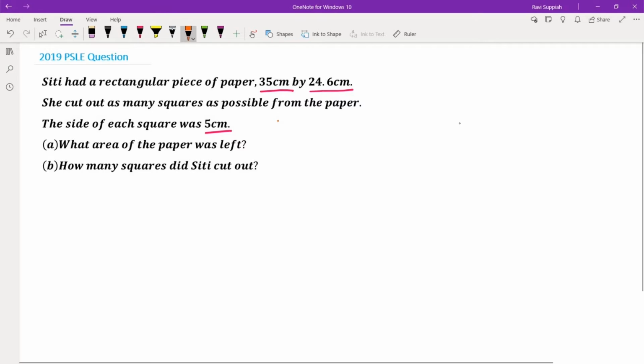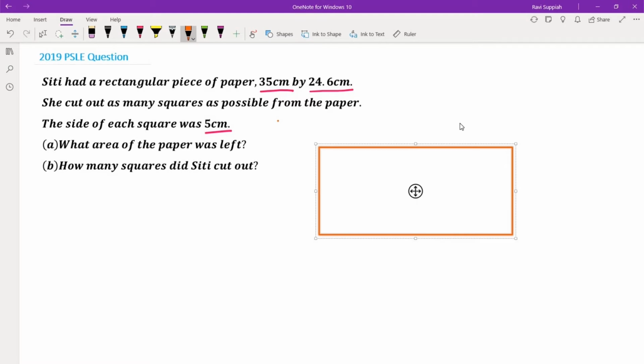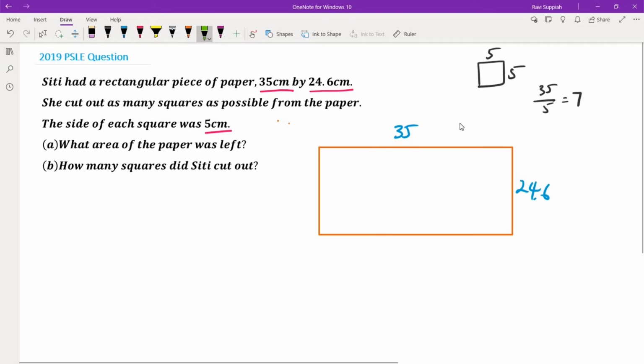So let's go ahead to draw this rectangular shape first. Okay, so this is the rectangular shape of the paper and the dimensions are given by 35 by 24.6, and the squares that were cut out each were 5 cm by 5 cm. Now if you look at the length, 35 is divisible by 5, so 35 divided by 5, you get 7. So across the length over here, what you have is 7 squares. So 1, 2, 3, 4, 5, 6, 7.